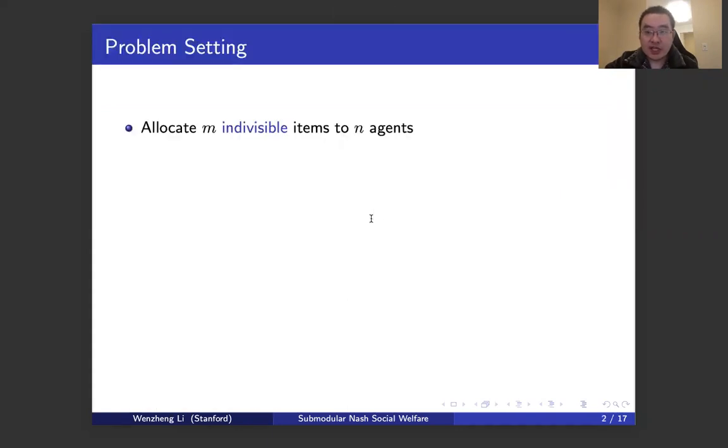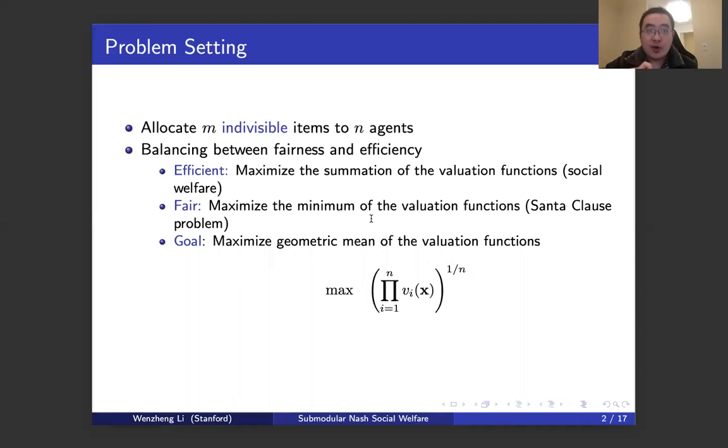So let's begin with the definition. Nash Social Welfare is an allocation problem. We want to allocate m indivisible items to n agents, and each agent has a valuation function. We want to find an allocation that is both fair and efficient by maximizing some objective function. For example, for efficiency, we can try to maximize the summation of all valuation functions. That is often known as the social welfare problem.